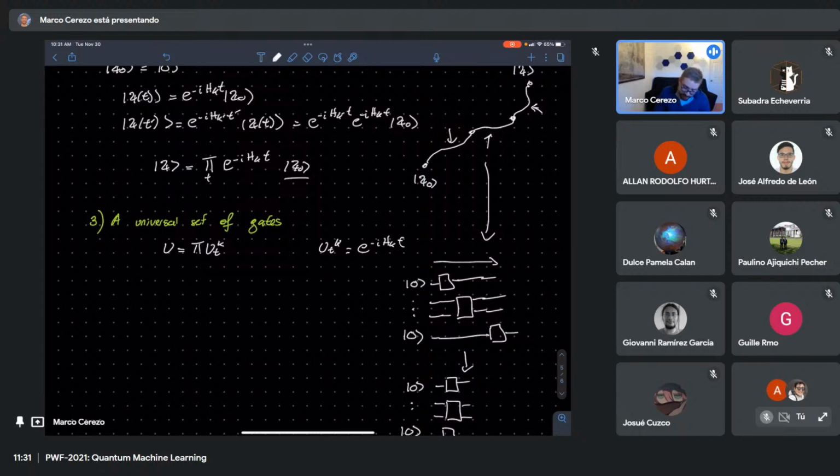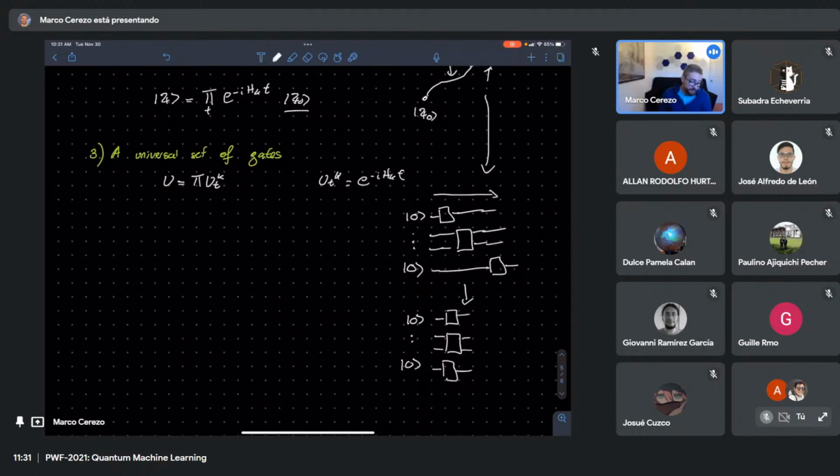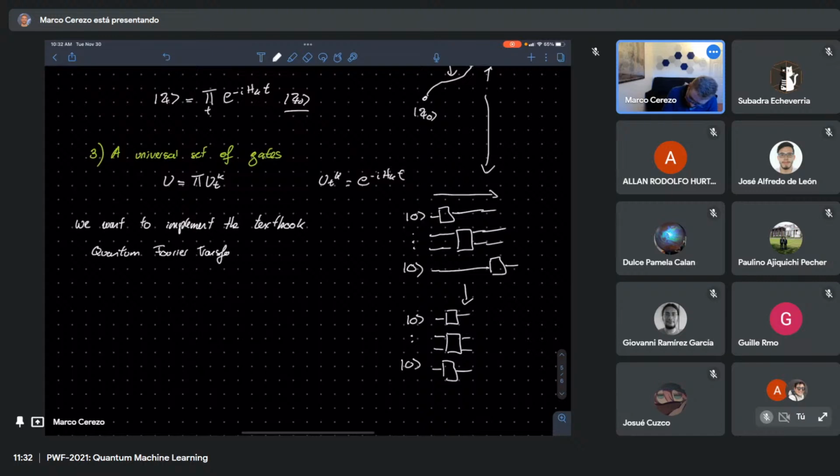But of course, going back to this, we want what is called a universal set of gates. So what does this mean? Usually what we want to do is implement some unitary given by our algorithm. Imagine that you're trying to do a quantum Fourier transform, right? We want to implement the textbook quantum Fourier transform algorithm. Well, this is given by a unitary.